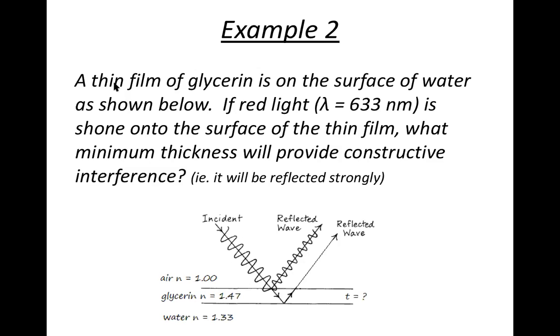So in example 2, a thin film of glycerin is on the surface of water as shown below. If red light, which has a wavelength of 633 nanometers, is shone onto the surface of the thin film, what minimum thickness will provide constructive interference? So we want red light to be the one that has constructive interference. What is the t that will work for that? There are multiple values of t that will work for red. So what is the minimum? So let's blow up this diagram.